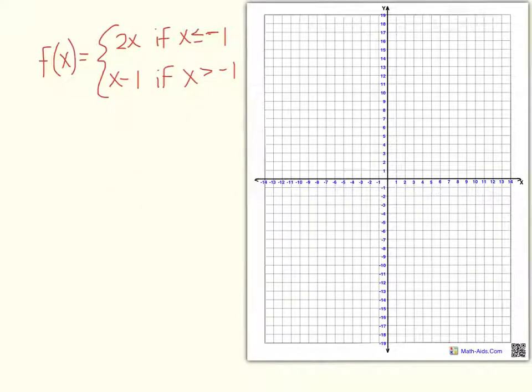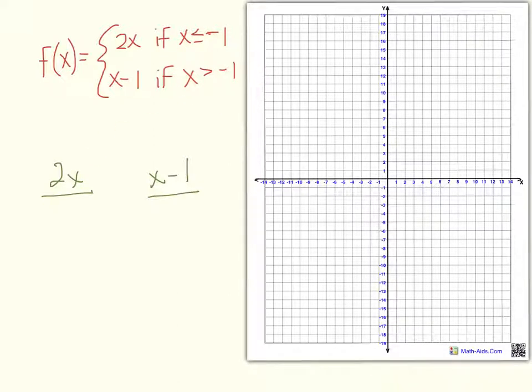For our second graph, I want to go ahead and look at a piecewise function. And basically, a piecewise function is two separate graphs put on the same graph paper. So, for example, we have the function 2x, and we also have the function x minus 1. Now, the first thing that you want to do is find the starting point of each of these graphs. And the way that you do it is you take this -1, this endpoint, and you plug it in to both of them.